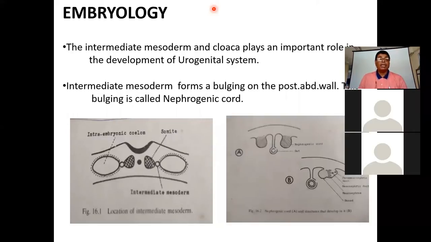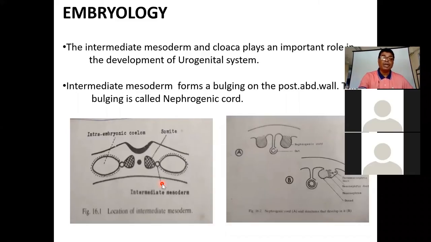During the embryonic life, the intraembryonic mesoderm divides into three different portions. The medialmost forms the somite, and the lateral part is the intraembryonic coelom, and in between these two we get the intermediate mesoderm. This intermediate mesoderm and cloaca play an important role in the development of the urogenital system.